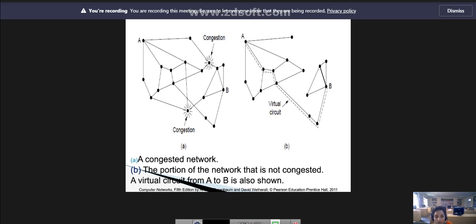Suppose a host attached to router A wants to set up a connection to a host attached to router B. Normally this connection would pass through one of the congested routers. To avoid this situation, we can redraw the network, omitting the congested routers and all of their lines. The dashed line we are seeing in this diagram is a possible route for the virtual circuit that avoids the congested routers. So this is congestion control.